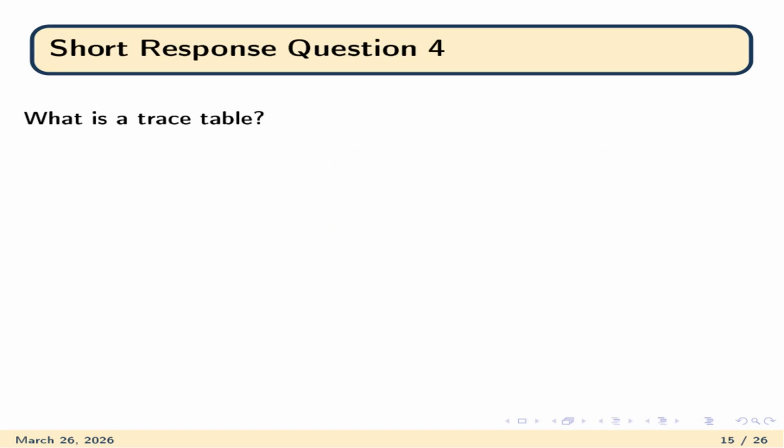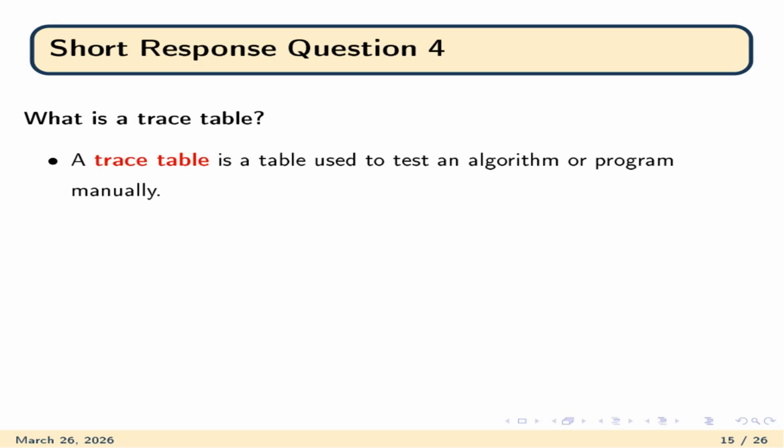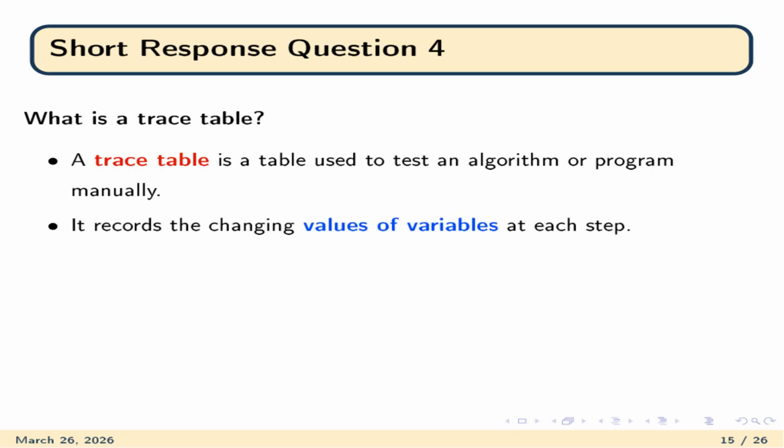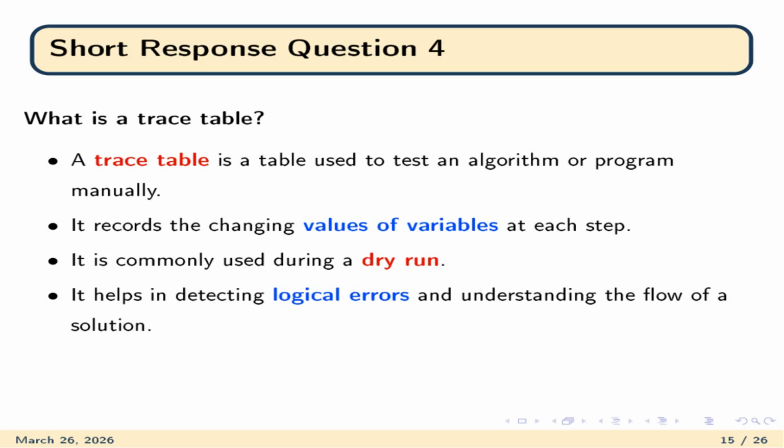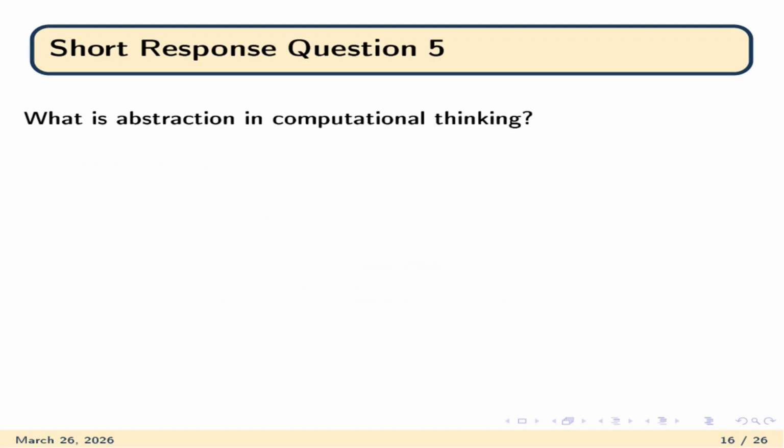Question number 4. What is a trace table? A trace table is a table used to test an algorithm or program manually. It records the changing values of a variable at each step. It is commonly used during a dry run. It helps in detecting logical errors and understanding the flow of a solution.